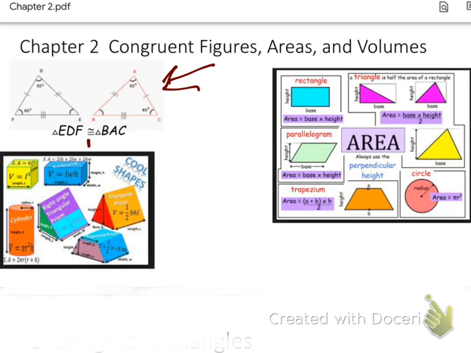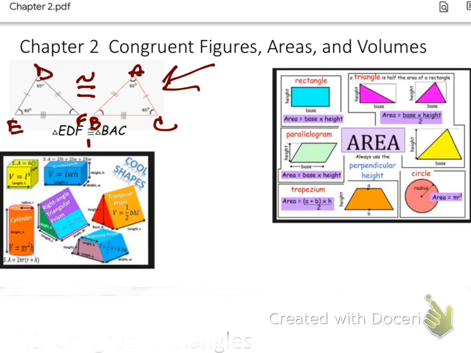Okay, so this is telling me that triangle EDF is congruent to triangle BAC. If they're congruent, it means that they're exactly equal and that all the angles are equal to each other. So angle E equals angle B, angle D equals angle A, and angle F equals angle C. And all the sides are equal.